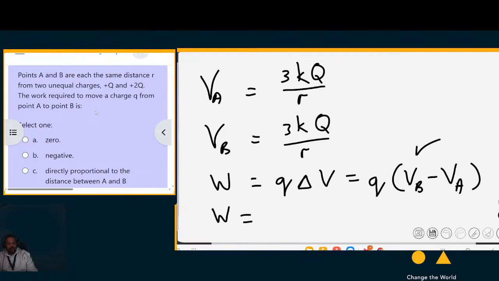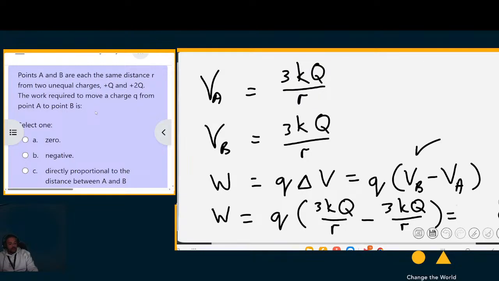So if we substitute our values, the charge is Q. They told us it is Q. VB minus VA is 3kQ over R minus 3kQ over R. That gives us 0 joules. So the work required to move a charge from point A to point B is 0 joules.